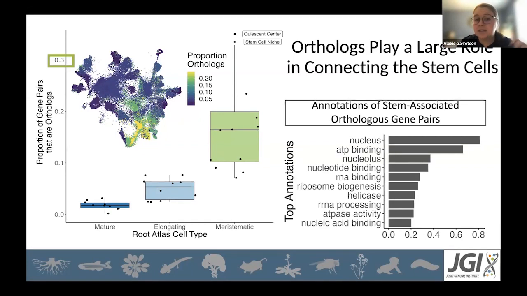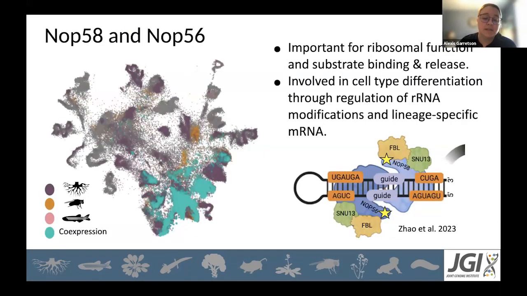Looking still at the orthologs, we see that they're enriched for some processes that you might expect. Some very well-conserved processes. In particular, we were interested to see ribosome biogenesis, a topic that's come up quite a bit today. So we were looking at some of the specific gene pairs that were not only closely tying these regions together, but also very highly expressed. Two particular genes we saw across the board, not just in our multi-species embedding but also in our pairwise embeddings, were the orthologs of NOP58 and NOP56, which in archaea is NOP5. These genes are important for ribosomal function and substrate binding and release processes.